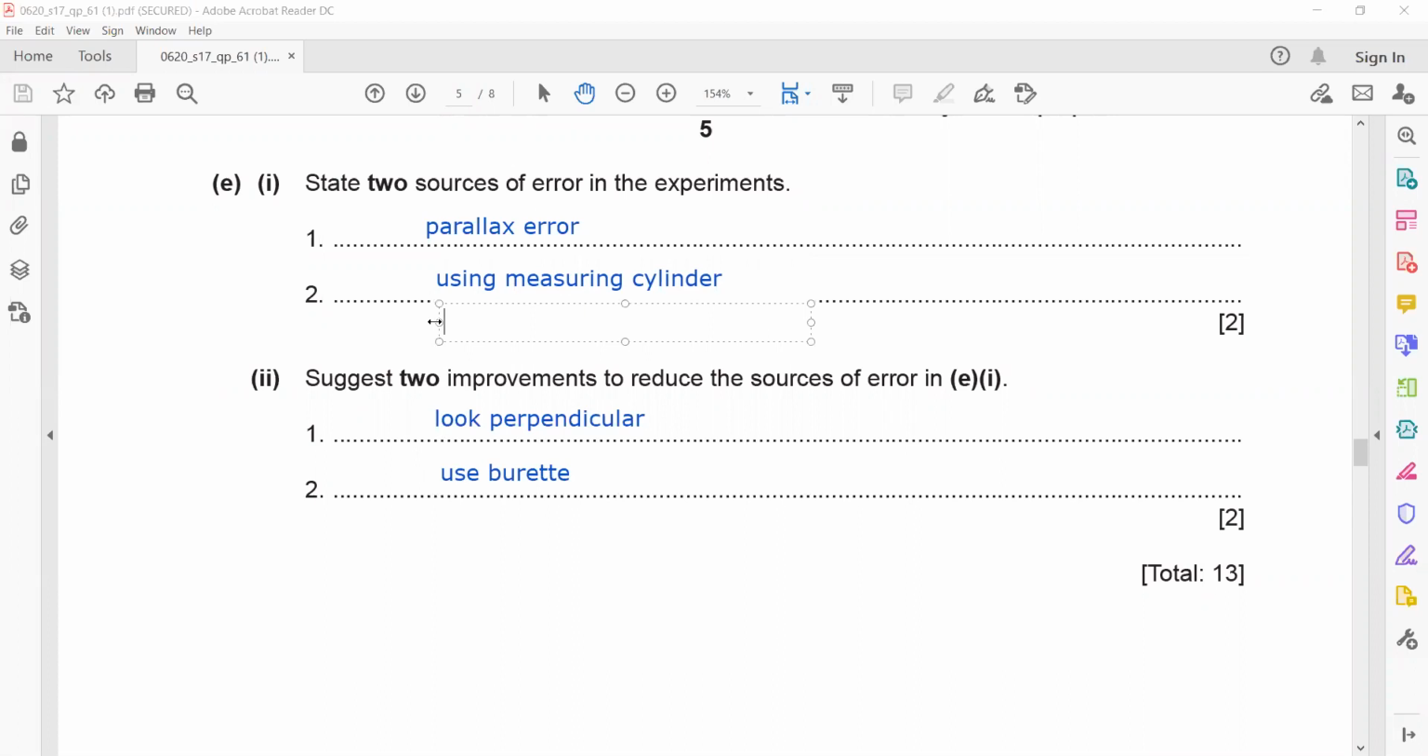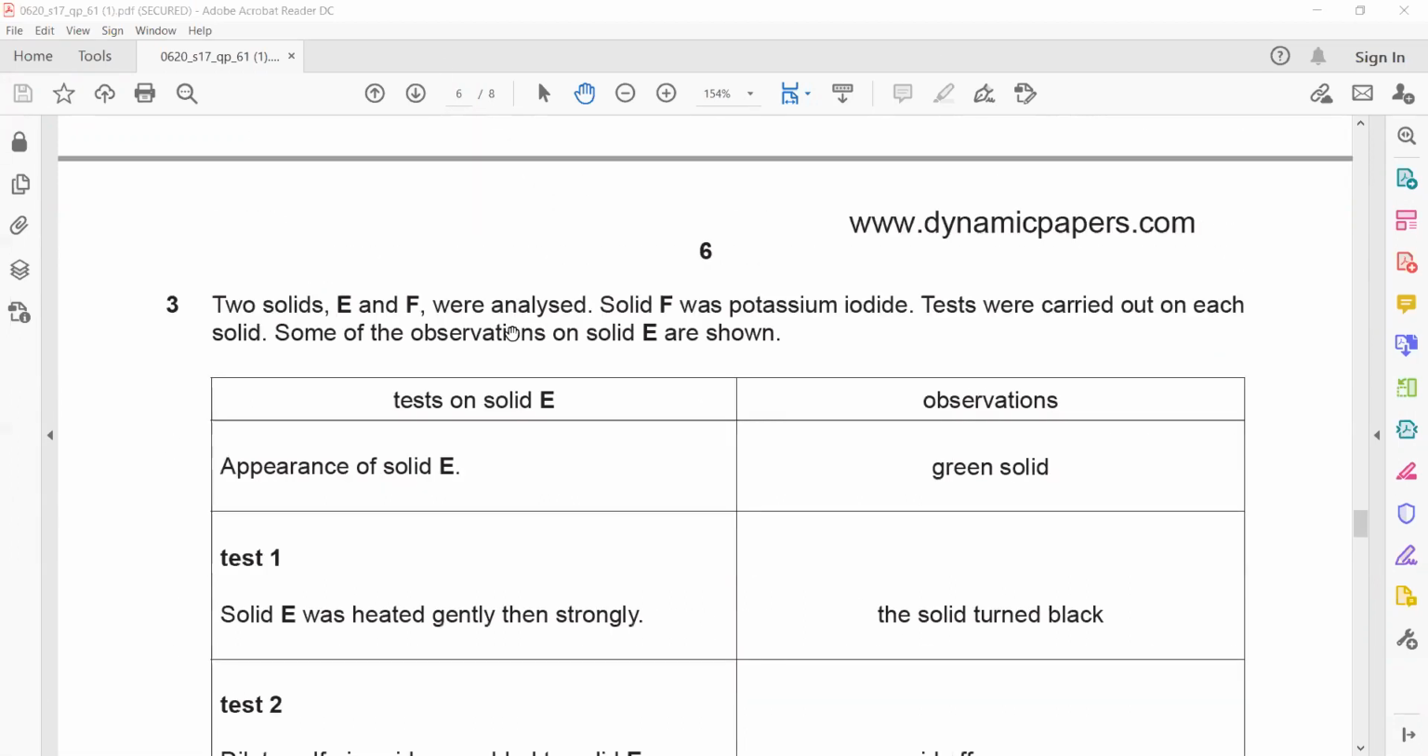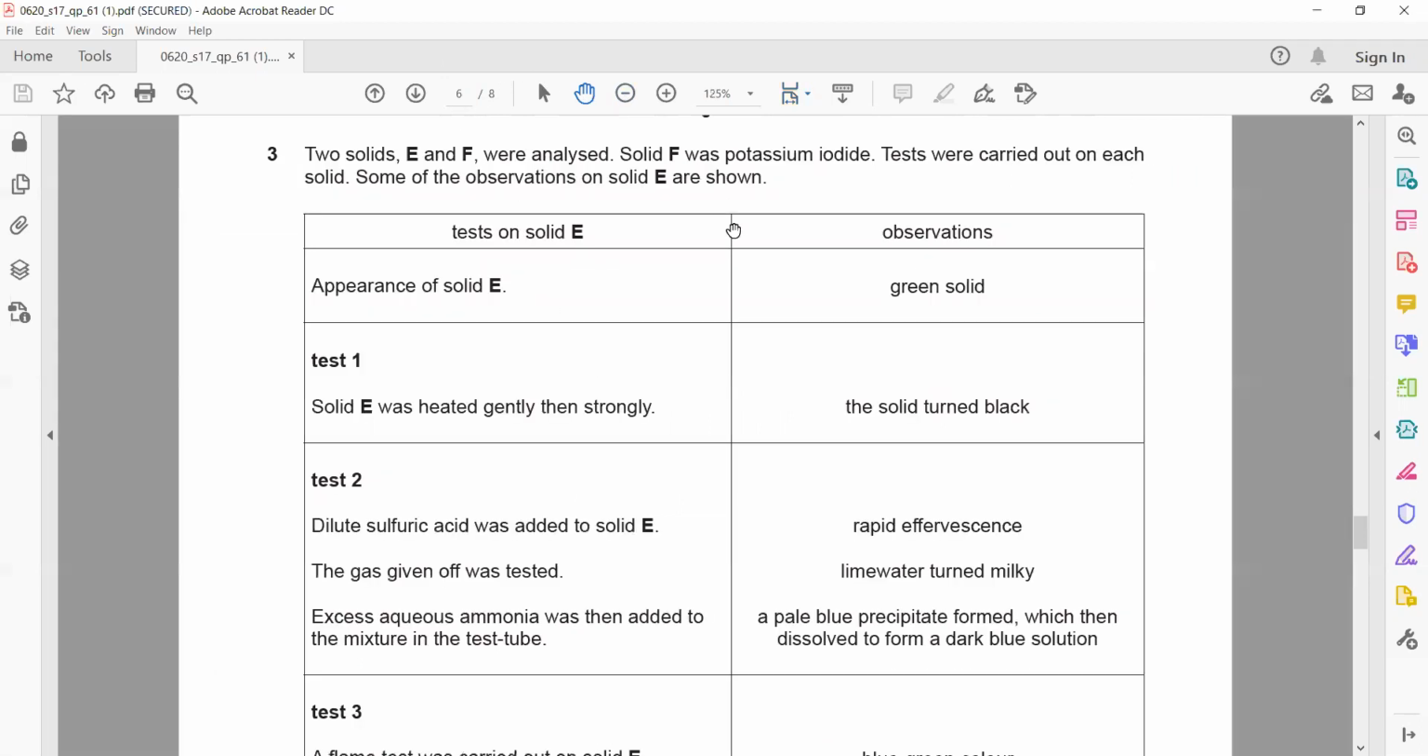Question 3. Two solids E and F were analyzed. This is related to identification of the salt. Solid F is potassium iodide. So they give you the identity of solid F, it's potassium iodide. And E, they did not give you anything. Appearance of solid E is green solid. If it's a green solid, that gives you an idea that it is a transition element. Green does not give an idea of chromium, it gives an idea of a transition element.